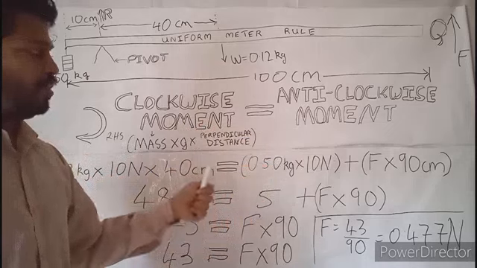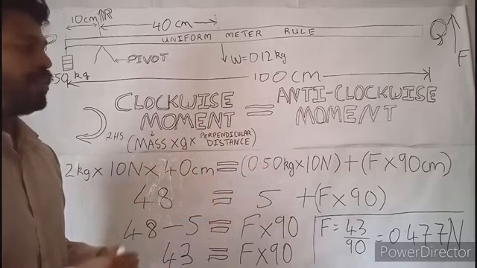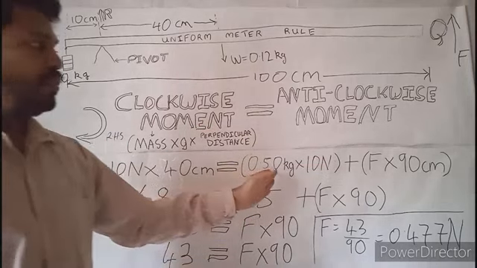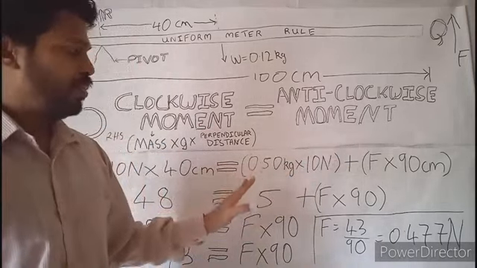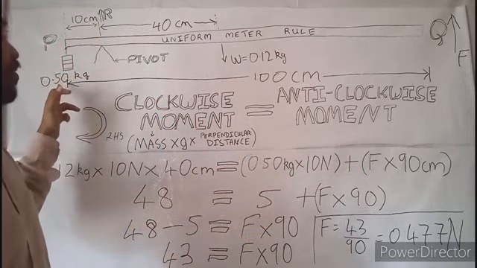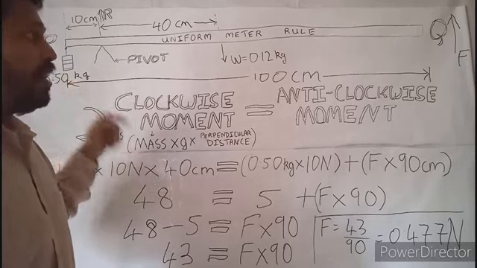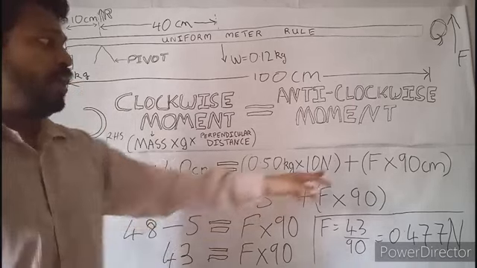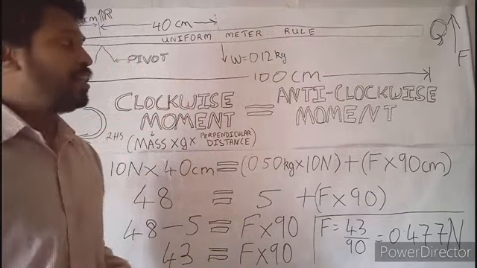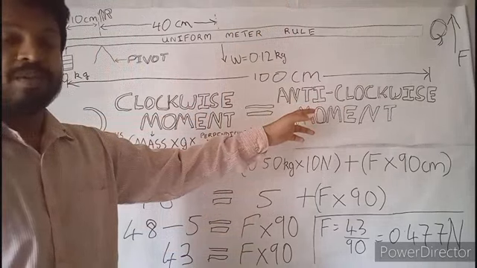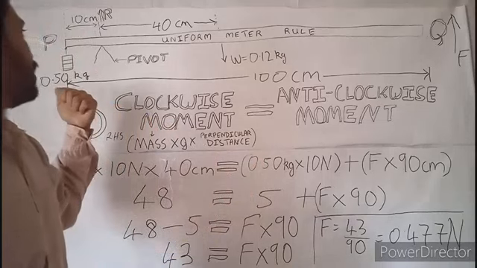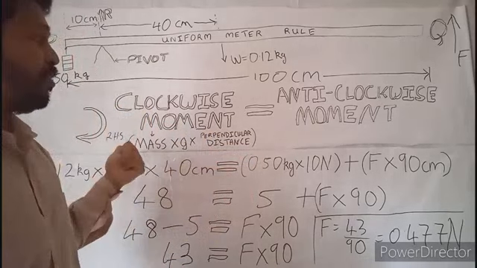This is equal to, if you go to the other side of the equation, it shows two parameters. Why is there an addition here? Because the weight is always acting downwards. What is the weight? 0.5 kg, and the force F is acting upwards. That is the anti-clockwise moment. So there are two parameters we need to calculate. 0.5 kg is downwards.